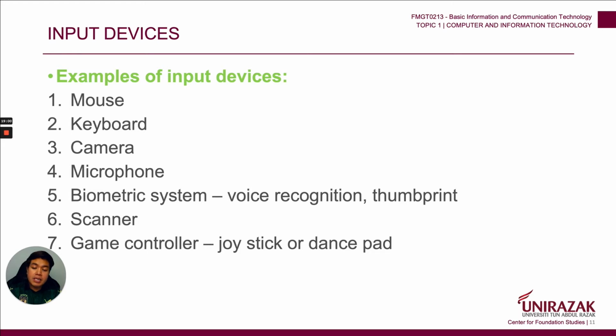Scanner is also an input device. Why? Because when you scan, you are trying to get outside information and you want to keep it in the device, in the computer, into the hard drive, for instance. And then the game controller, or we call it a joystick or the dance pad. When you play games, definitely the game controller, you're using it to send information to the PC. If you want your character to jump, you press the up button so that the character jumps, for instance.